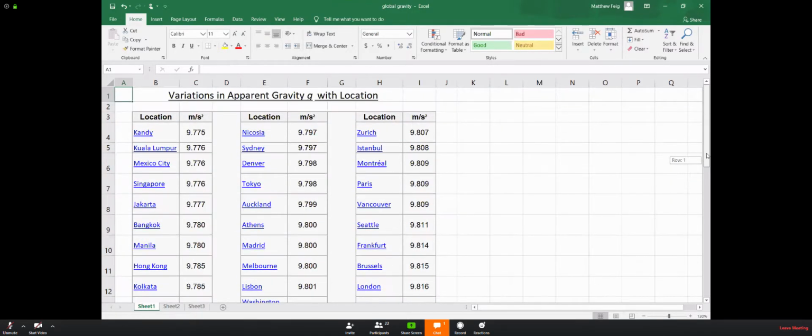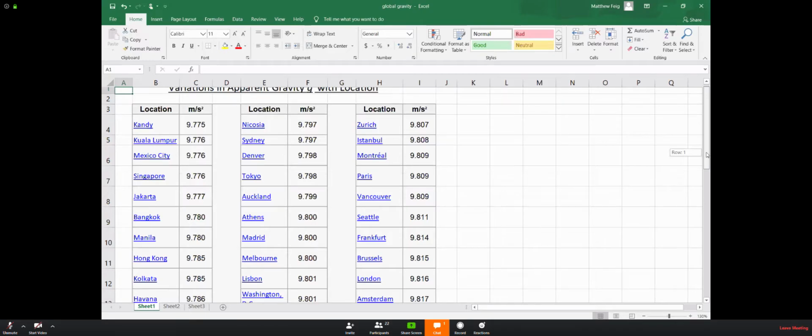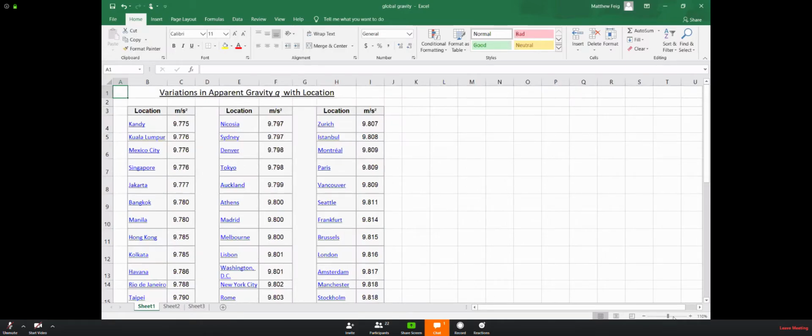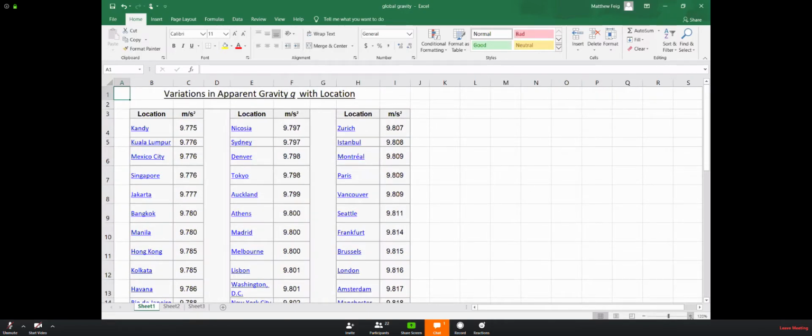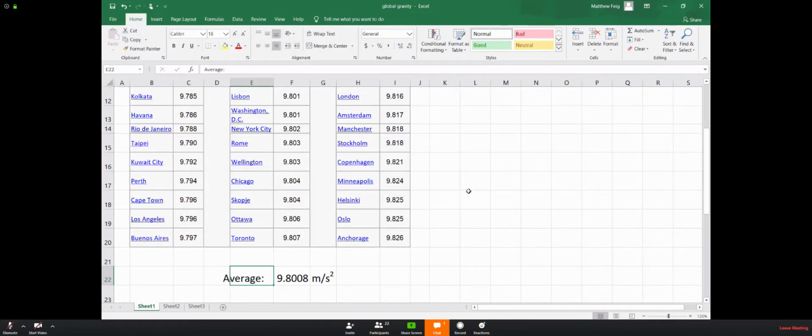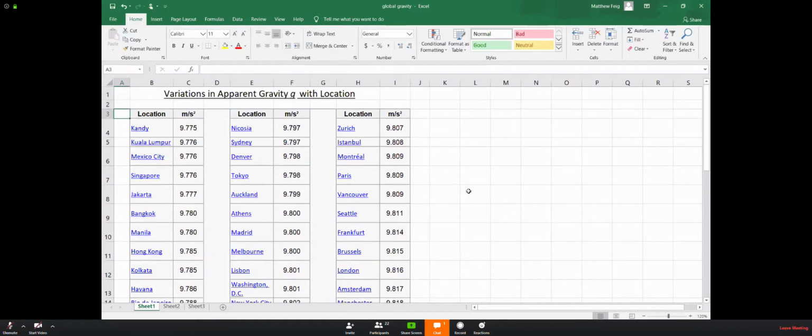So this is pretty detailed measurements of little g at various locations on Earth, cities basically. And maybe just look this over a little bit. Variation, I'll zoom out a bit. Okay, somewhere in between there. It's pretty similar at different points on Earth, but you can see it's a little bit bigger in some locations, a little bit smaller. There's an average, 9.8008. That's just the average of all the numbers on this particular listing. I think it's about 57 or so different locations.